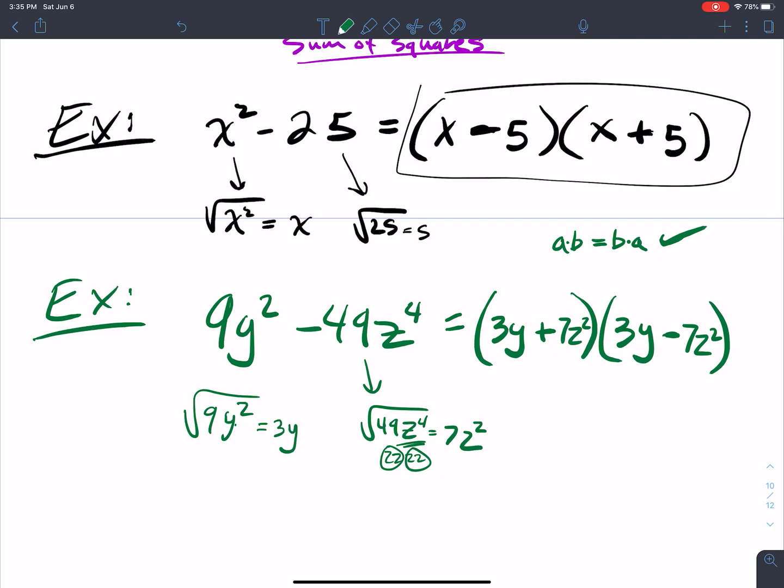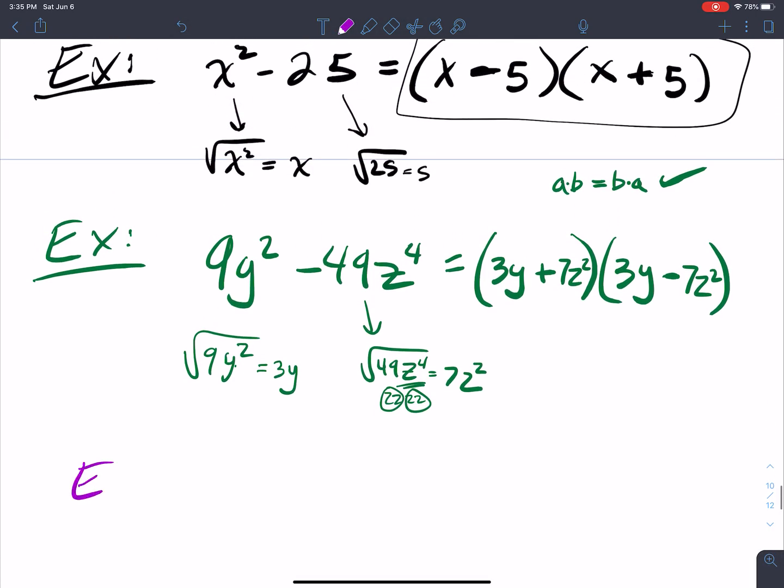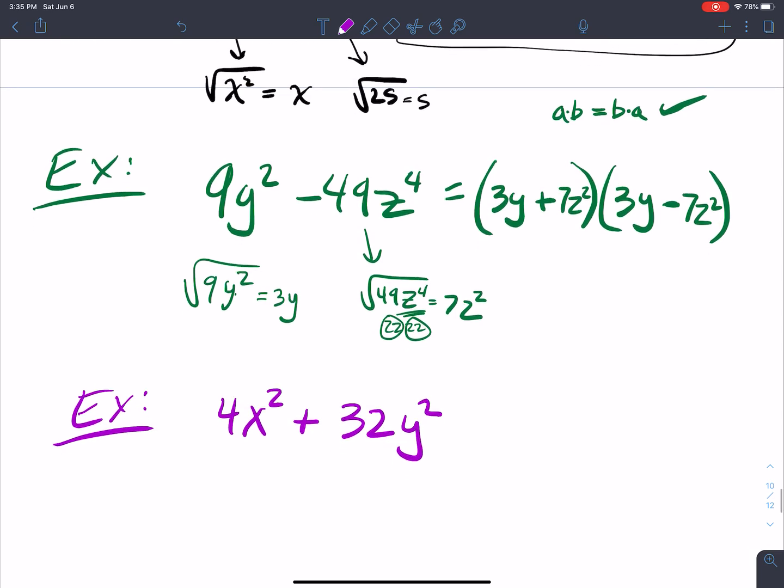Okay. Hopefully that was helpful. What if I had 4x squared plus 32y squared? Can I factor this any? Well, it's a sum of squares, so no.